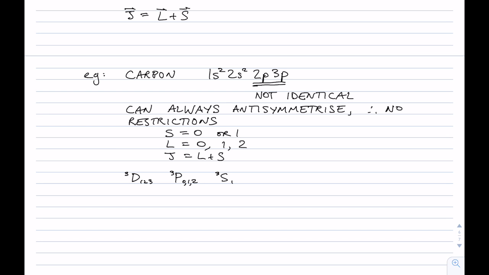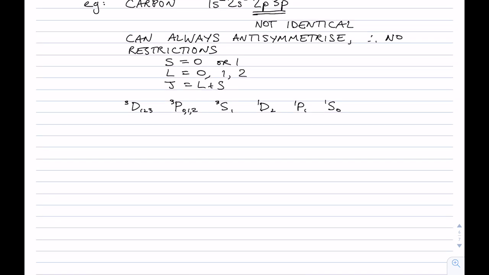The point is that you split first. Singlet D2, singlet P1, that's a new one. Singlet S0. So a lot of options there. So that's LS coupling, and LS coupling also helps us understand, leads to, Hund's rules.